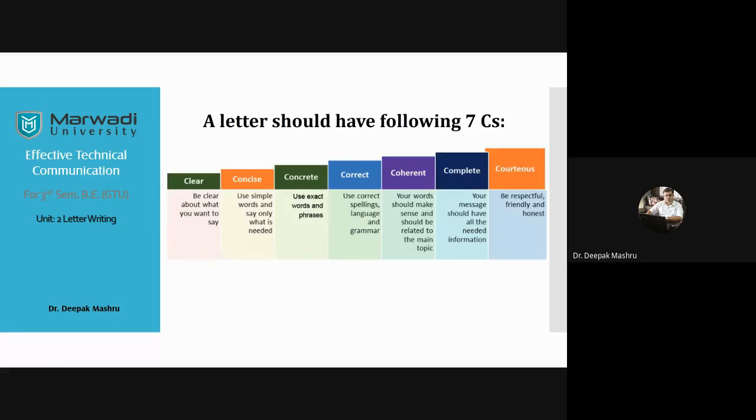So we have that habit of giving more excuses. So that's the problem. Over there, yes means yes, no means no. And here we try to explain why it is no before saying no. So that creates lots of confusion. And that is also found in letter writing. So we need to be very clear about it. Correct. Use correct spelling, language and grammar. That's very important.